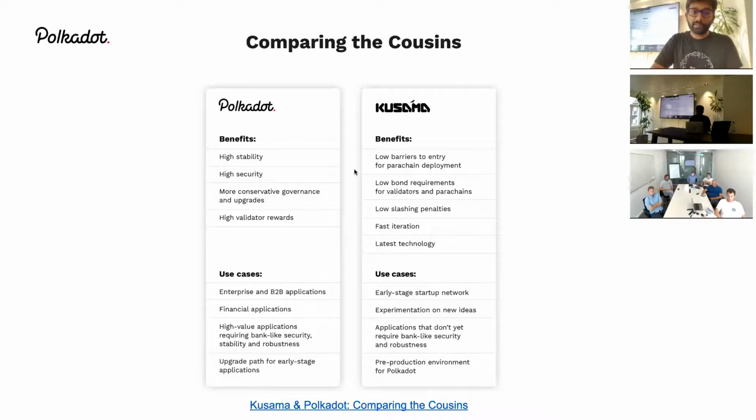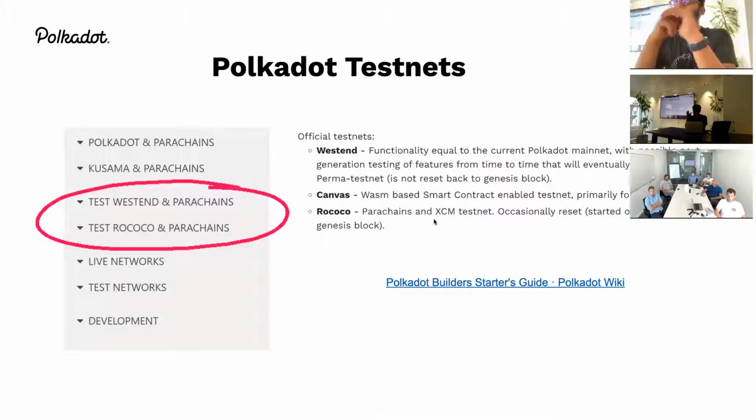But again, these are not just the two blockchains that we have. As a developer, when you enter the ecosystem, you're presented with these two testnets. Westend, which is a testnet for Polkadot, is a direct mirror of Polkadot's code. It's going to let you build your applications as if you're building it on Polkadot. Okay, so you can do that.